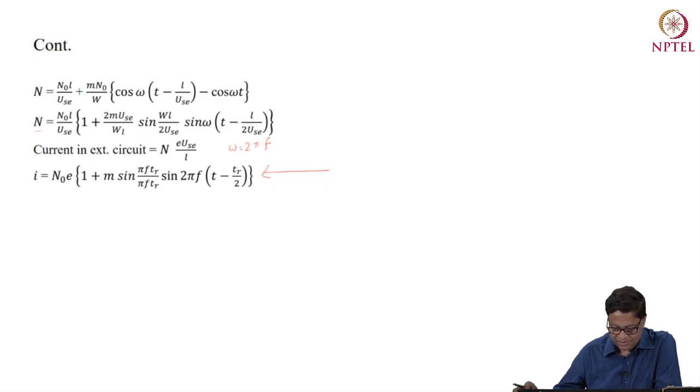Now you see there are two things here. The modulation is modified. Earlier it was m sine omega t or m sine 2 pi ft. Now it has become m sine pi f tr, something like this, sine pi f tr over pi f tr, which is a sinc function, right? And the other thing which you notice here is that there is a delay which is given by this term.